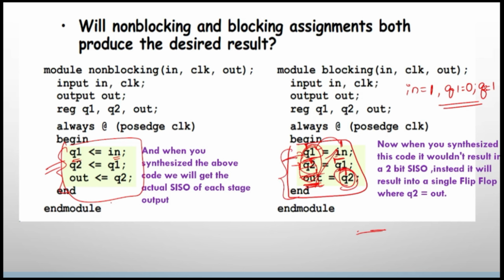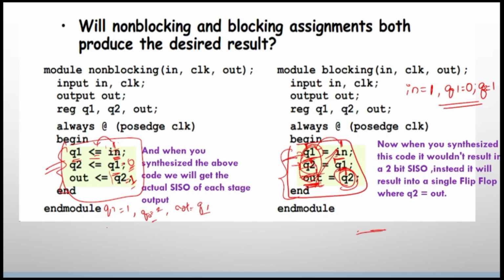Now if you see the same thing here, what is in? In is actually 1, but that is not assigned to q1 first. You already know that in non-blocking statements, all the right hand side execution takes place first. So what is q1? 0. What is q2? 1. After initializing all the values on the RHS, the assignment takes place. Now what happens? q1 will be equal to in, q2 will be equal to 0, and out will be equal to q1.